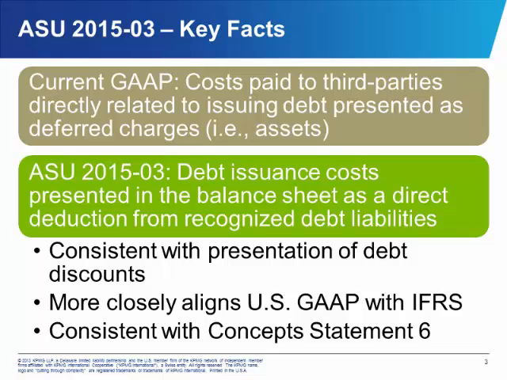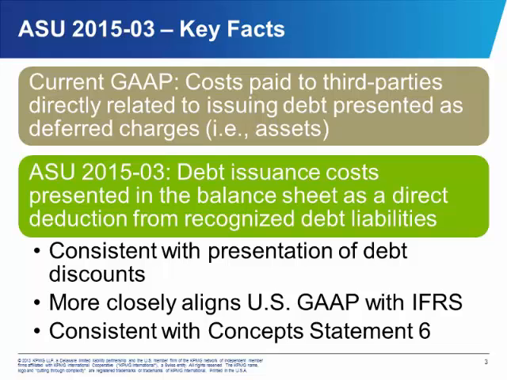Thanks, Brandon. And so ASU 2015-03 addresses the cost in that second category you just talked about, that is, costs paid to third parties, and the ASU requires these costs related to a recognized debt liability to be presented in the balance sheet as a direct deduction from the carrying amount of that debt liability, which is consistent with debt discounts. The cost will continue to be amortized to interest expense using the effective interest method.